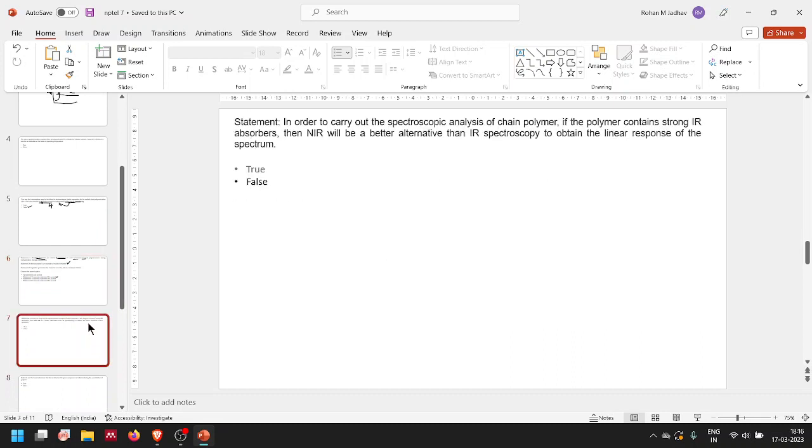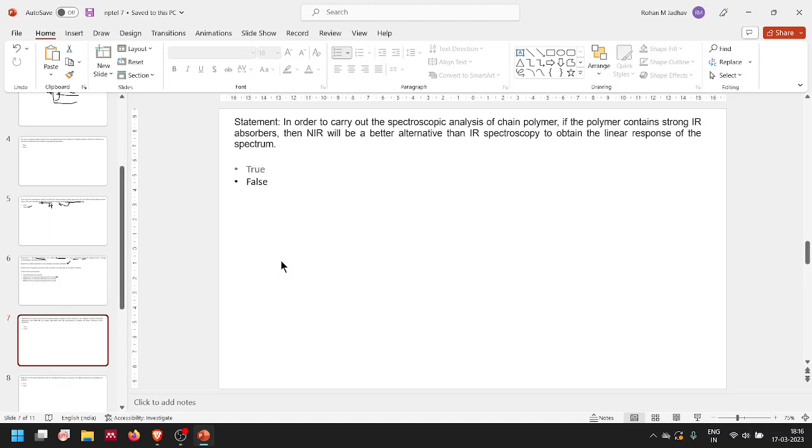Moving on to the next question, we have: in order to carry out a spectroscopic analysis of a chain of a polymer, if the polymer contains strong IR absorbers, then NIR will be a better alternative than IR spectroscopy to obtain the linear response of the spectrum.